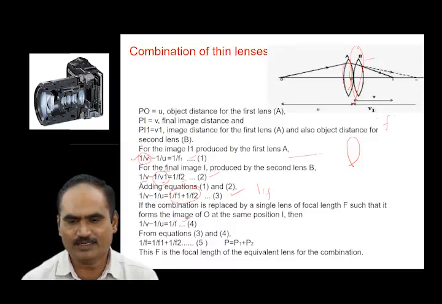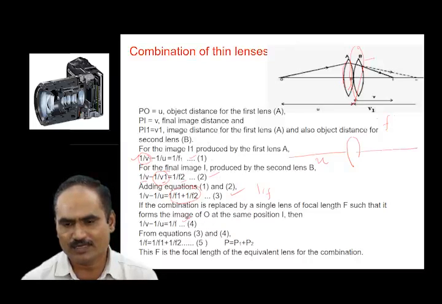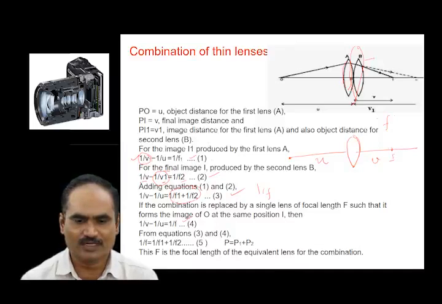Then if you keep an object here at the same object distance U, where should the image be formed? Only here, the same place. So the image distance is the same, the object distance is the same, and the focal length is the effective combination. Then from equations 3 and 4 we can write 1/F is equal to 1/F1 plus 1/F2.